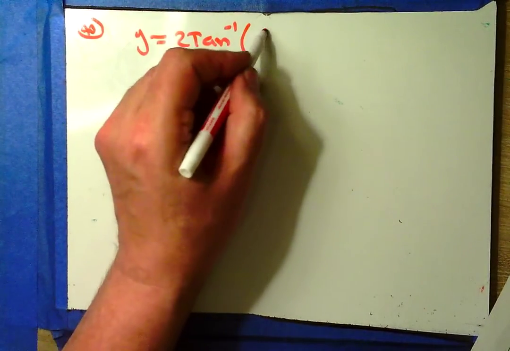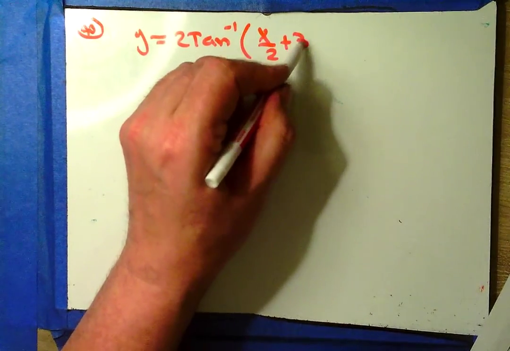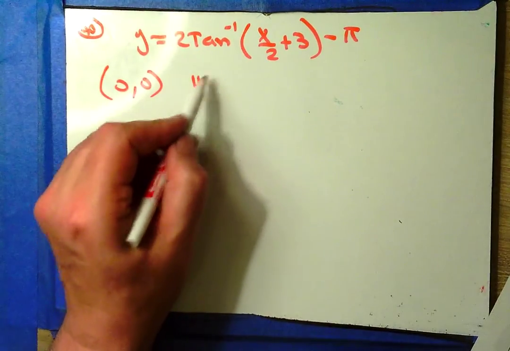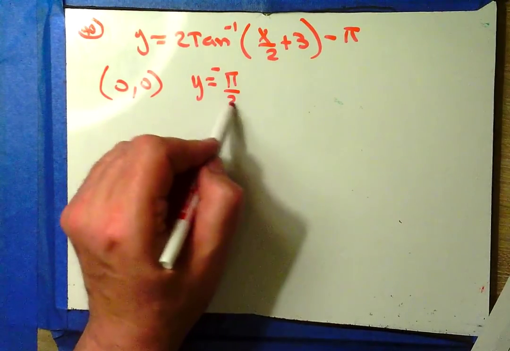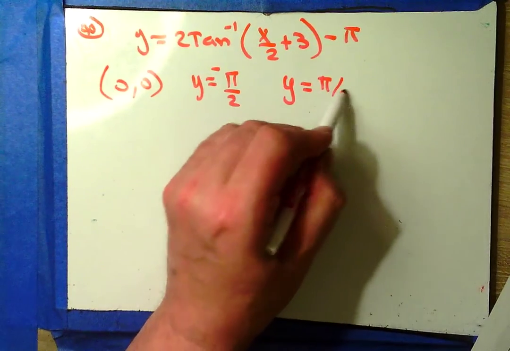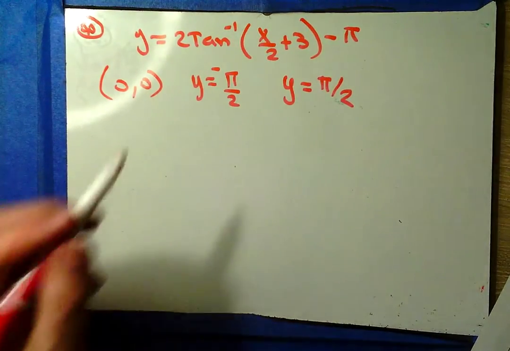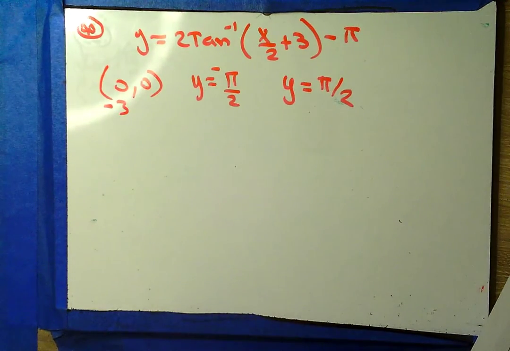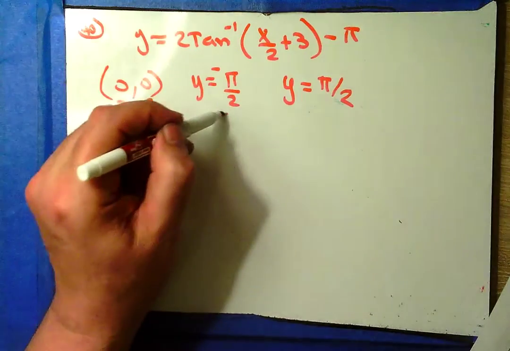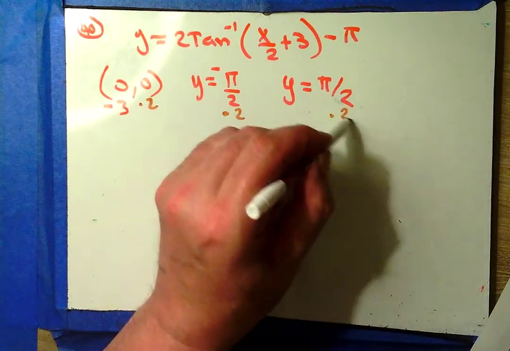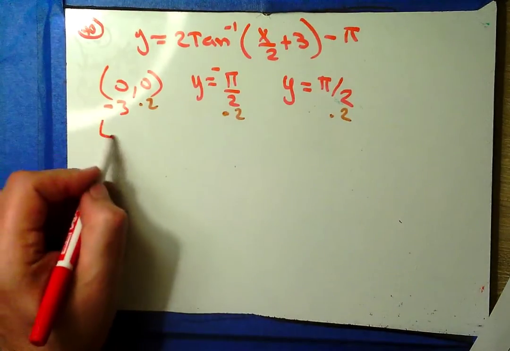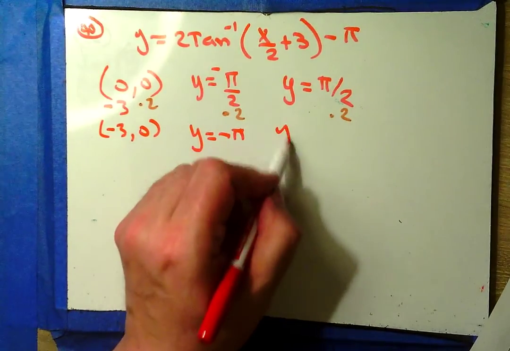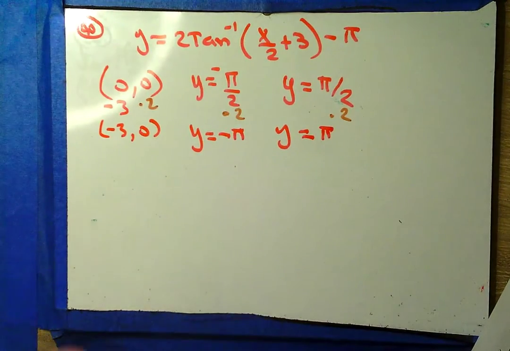40 is another inverse tan problem, or arctan, and we've got, for number 40, y equals 2 tangent inverse of (x over 2 plus 3) minus pi. And again, I'll start off with (0, 0), y equals negative pi over 2, and y equals pi over 2. I'm going to subtract 3 from all the x's. I'm going to multiply the y's by 2. So that gives me (negative 3, 0), y equals negative pi, y equals positive pi.